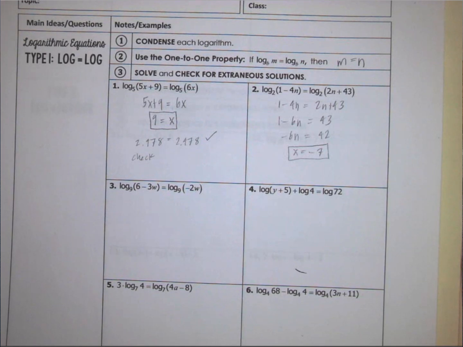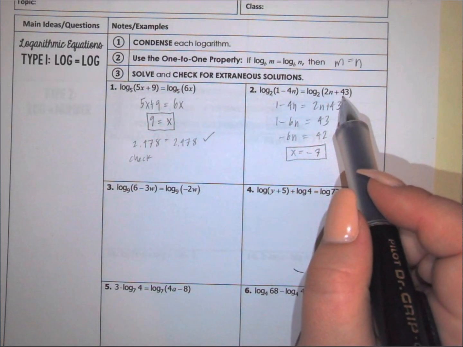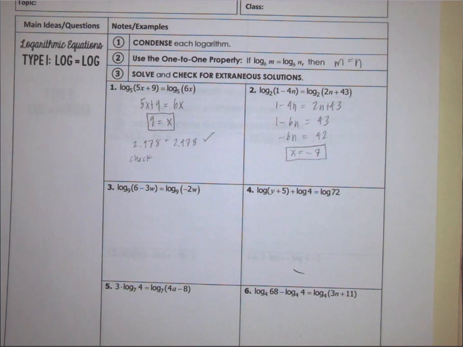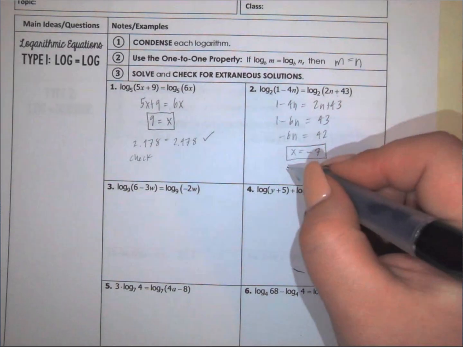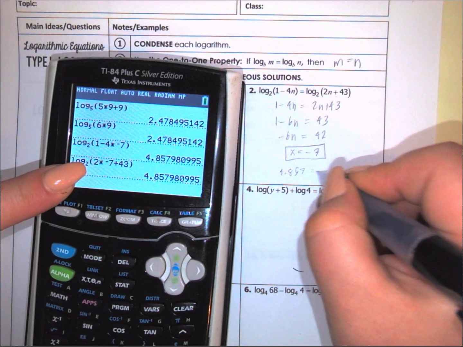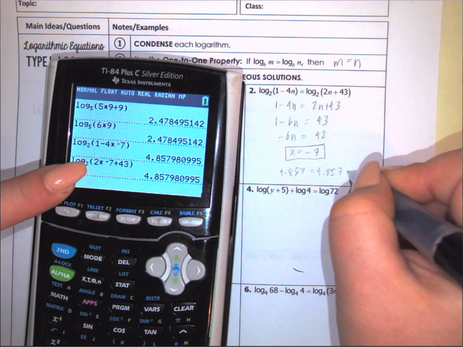You're not going to have a problem, but just to show you by plugging into your calculator, you get the same answer on both sides. So you plug in negative 7, you get 1 minus 4 times negative 7 on the inside there, and then 2 times negative 7 plus 43 on the inside there. And then you get on your calculator 4.857 for both of them. So you can see I plugged in negative 7 for n on both sides of the equation.